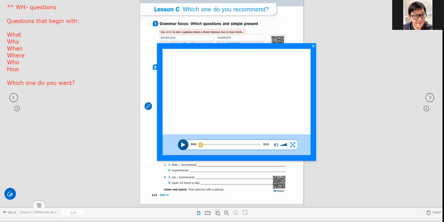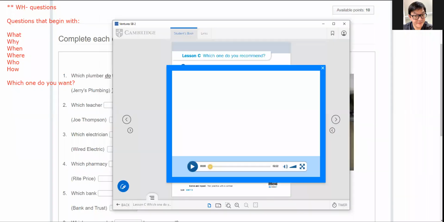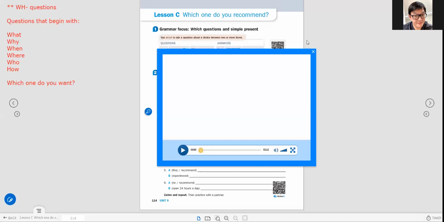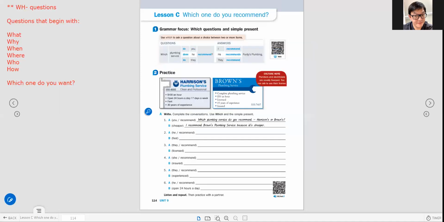Okay, so now we are going to do the exercise so we can practice. We're going to go here and practice the exercise. Let me make it bigger here for us to see the exercise.